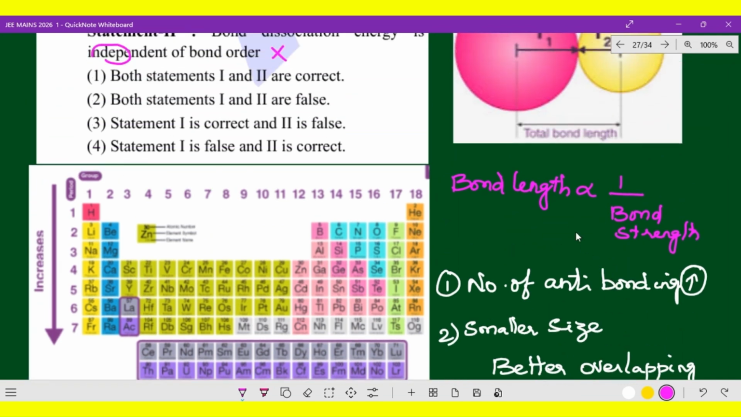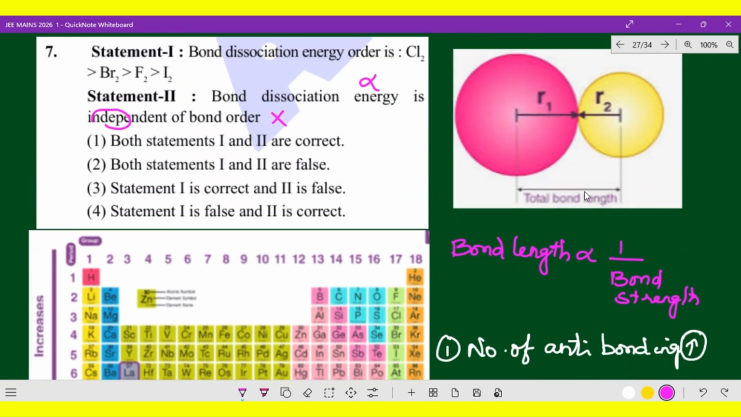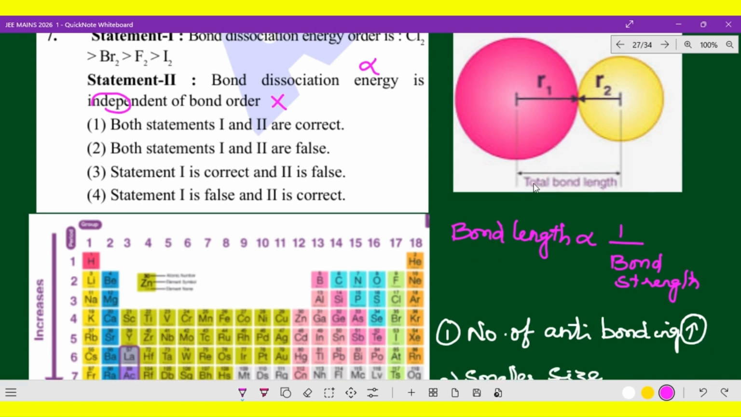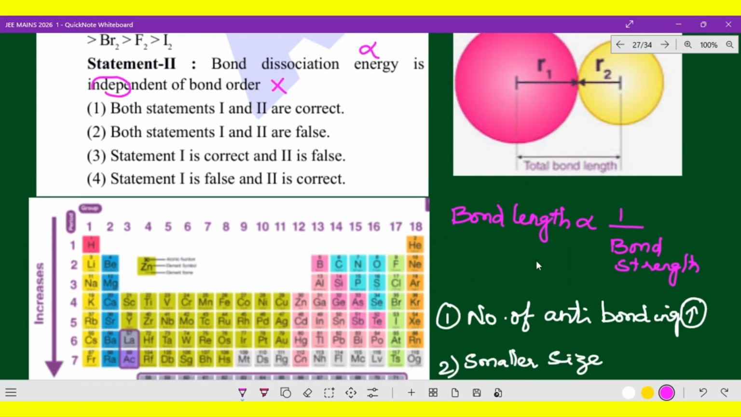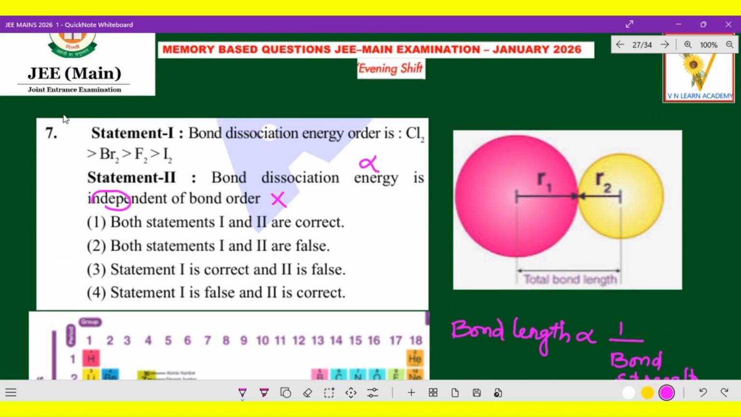And here also it is bond length and bond strength. I think you got that idea. These are the points that will help us identify the answer. Actually, the first one is correct only. The second statement is totally wrong. Hope you got the clarity. So statement 1 is correct and statement 2 is false. So option 3 is the correct option. Okay, come on, let us go to the next question.